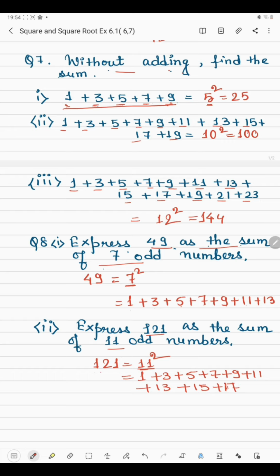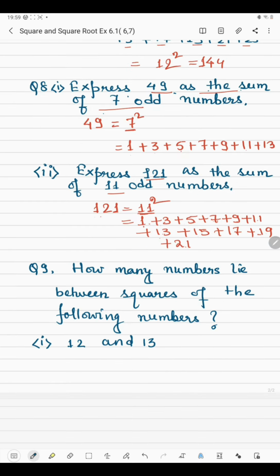here it will be 17, then plus 19 plus 21 plus 23. 1, 2, 3, 4, 5, 6, 7, 8, 9, 10, 11. So here we will write up to 11. So the 11 odd numbers are 1, 3, 5, 7, 9, 11, 13, 15, 17, 19, 21.